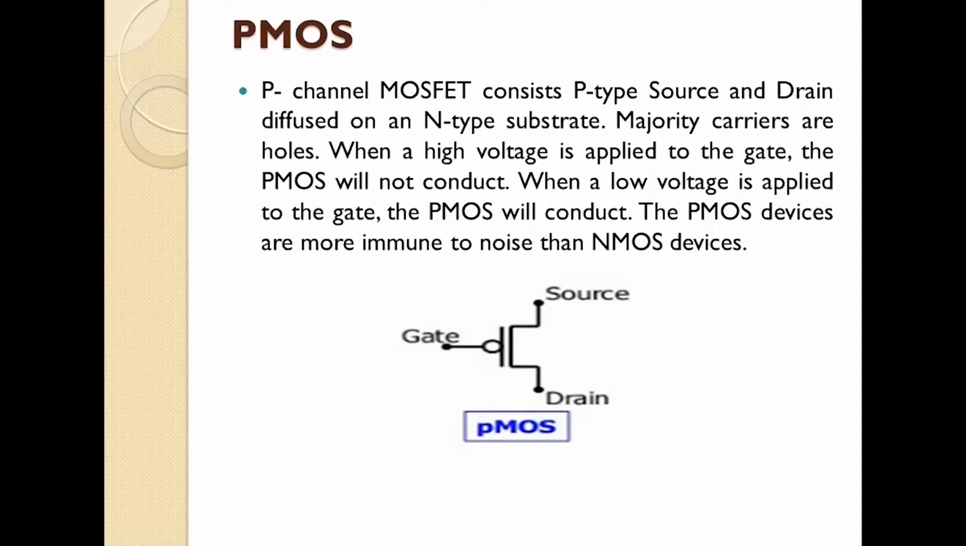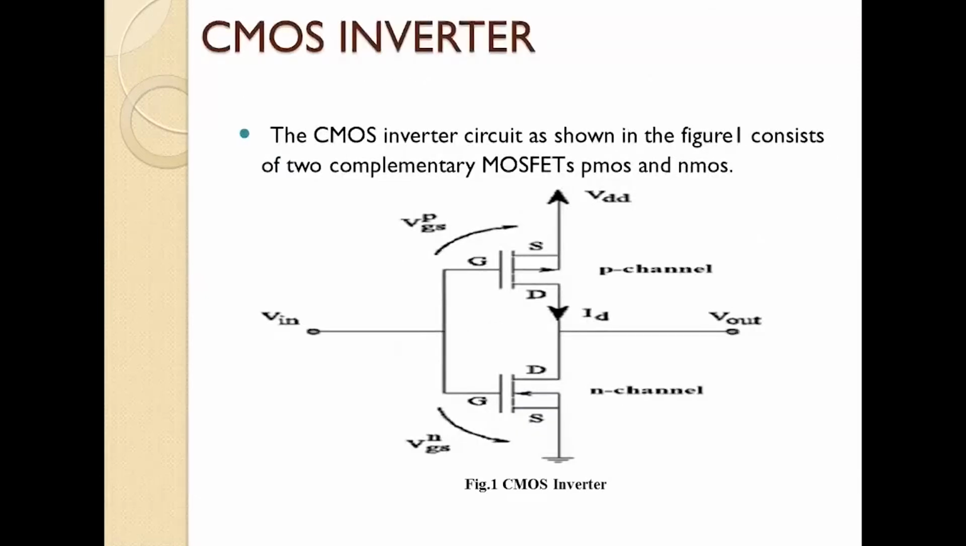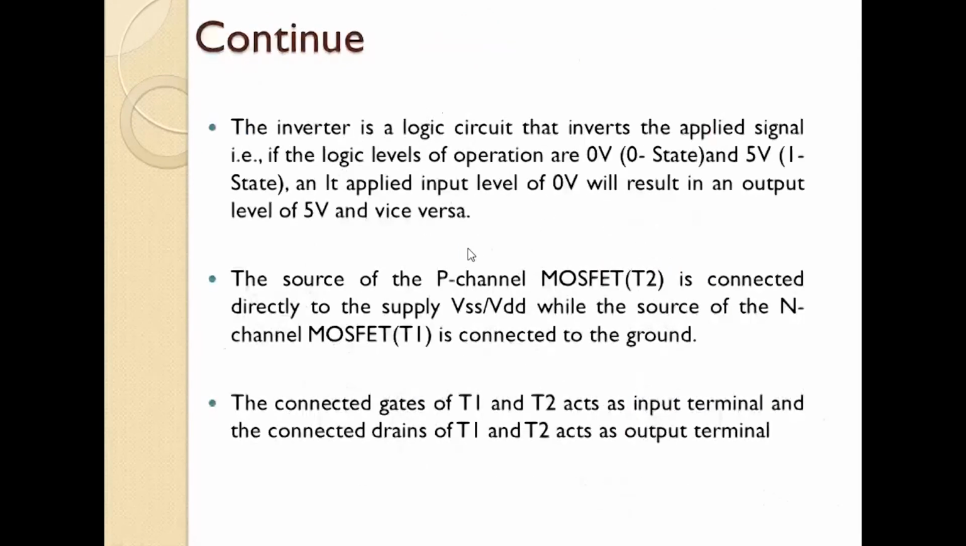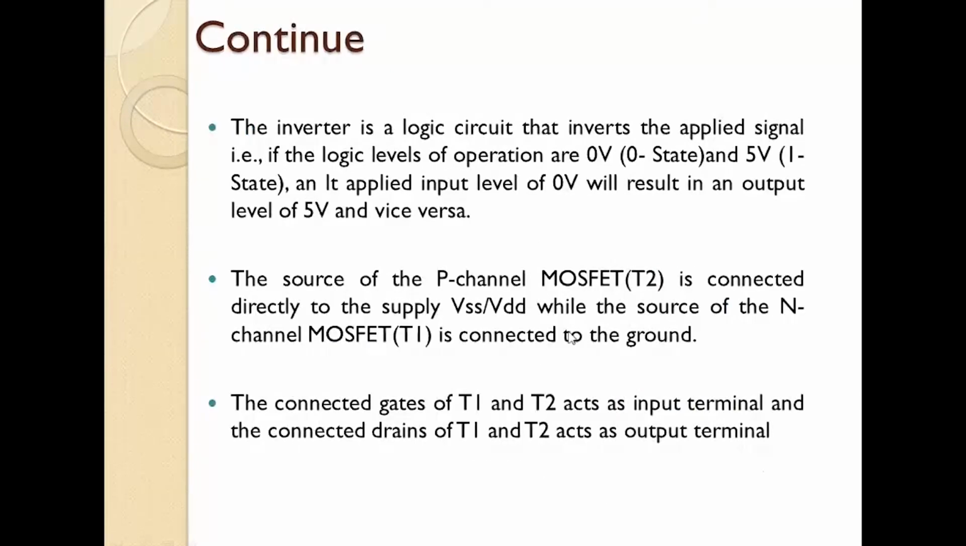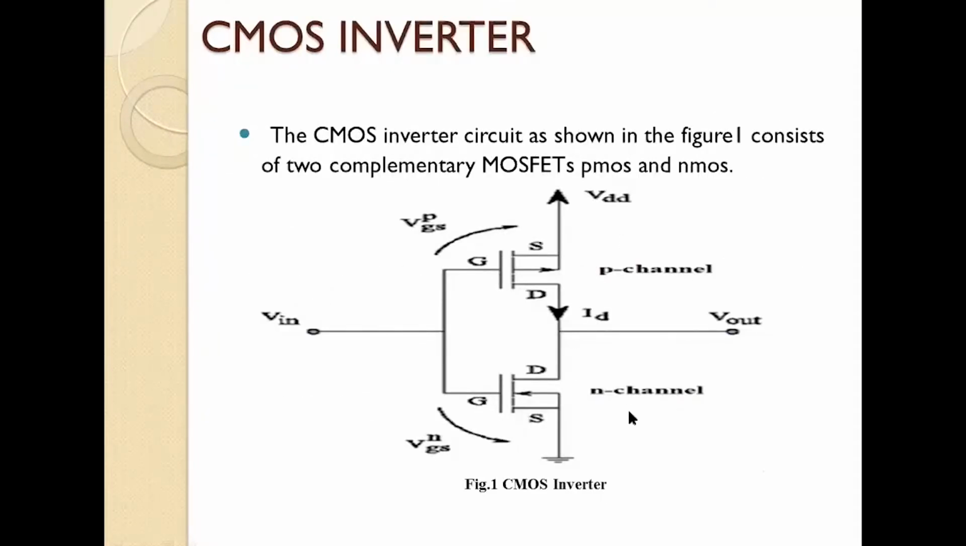Clear? Now the next is the CMOS inverter circuit. The CMOS inverter circuit is the combination of PMOS and NMOS. See here, this is your CMOS inverter circuit. It consists of two complementary MOSFETs, PMOS and NMOS. The top is the P-channel enhancement MOSFET, and the bottom is the N-channel enhancement MOSFET. That is nothing but PMOS and NMOS.